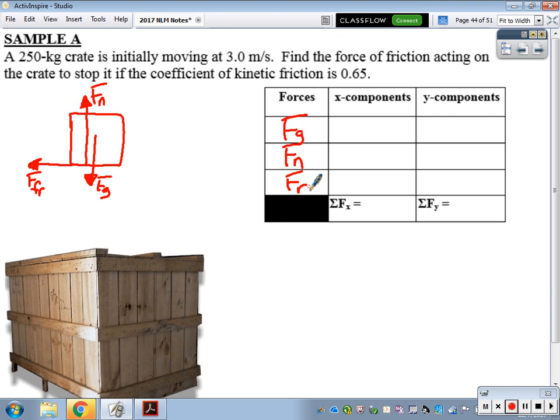All right, so let's go ahead and take a look at our data table. What are we going to do for our weight? Does it have a component that is 0? Okay. Its x component would be 0. What about normal force? Okay, it would also have an x component of 0. Our frictional force, okay, its y component would be 0. All right.